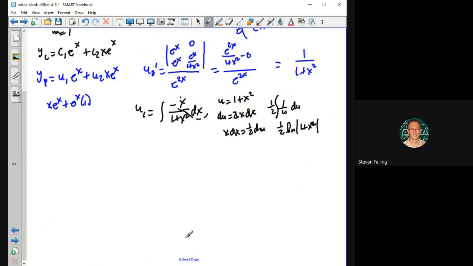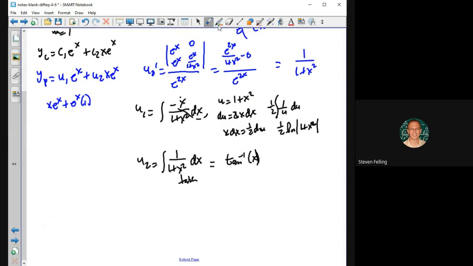And then for this one, u2, it's going to be the antiderivative of 1 over 1 plus x squared. U sub isn't going to work there, but if you look this up in an integral table, it turns out that that's the inverse tangent of x. So you are allowed to use an integral table here.